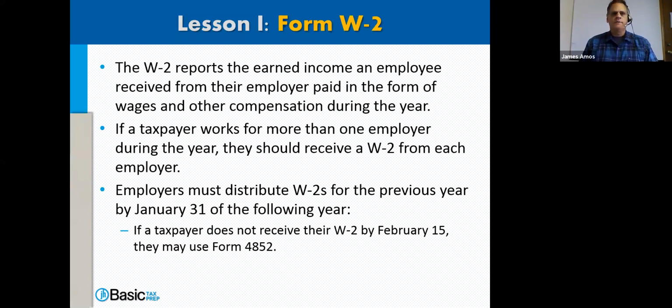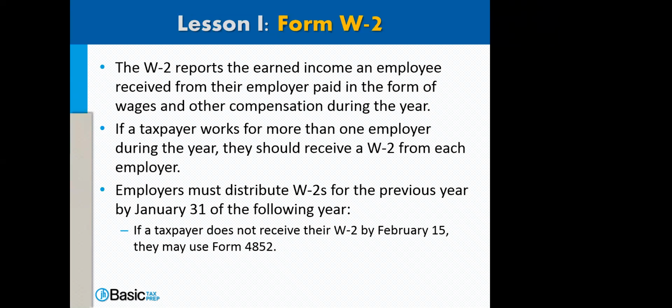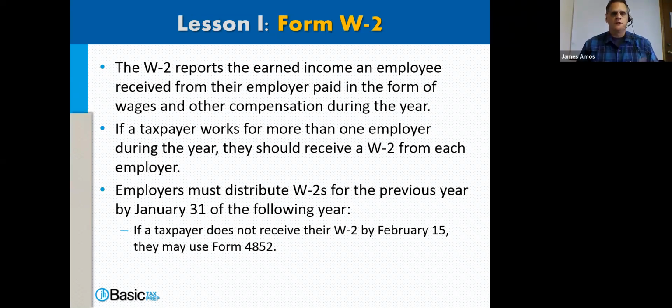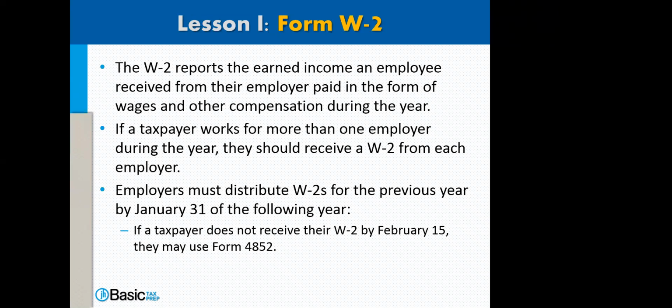So first of all, we want to learn about the W-2. W-2 reports the earned income of an employee that's received from the employer. We all kind of know that. And if a taxpayer works for more than one employer, he or she is going to receive a W-2 from each employer. Employers must get that W-2 to their employees by January 31st of the following year. So, in other words, we just finished the 2018 tax season. The 2018 W-2s were supposed to be out by when? January 31st. Of which year?